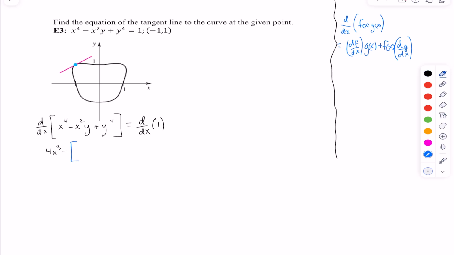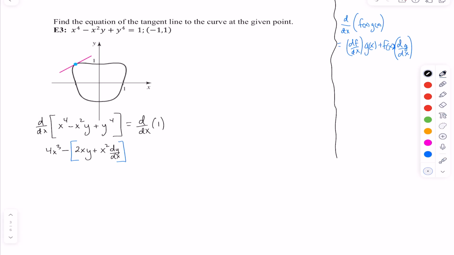So I'm going to go ahead and do the product rule here. I'm going to do the derivative of the first function with respect to x. And then eventually we'll differentiate the second function with respect to x. So that will be the derivative of y with respect to x.